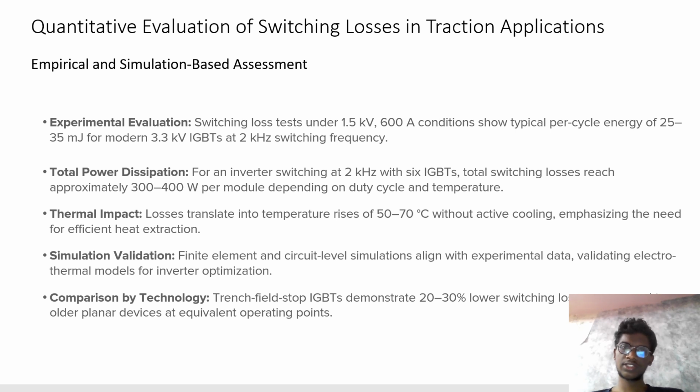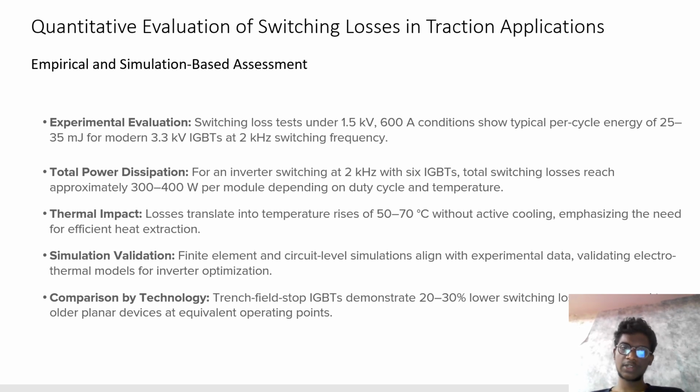Quantitative evaluation of switching losses in traction applications. Empirical and simulation based assessment. Experimental evaluation, total power dissipation, thermal impact, simulation validation, comparison by technology. Experimental evaluation: switching loss tests under 1.5 kV, 600 amp conditions show typical per cycle energy of 25 to 35 millijoules for modern 3.3 kV IGBTs at 2 kHz switching frequency.